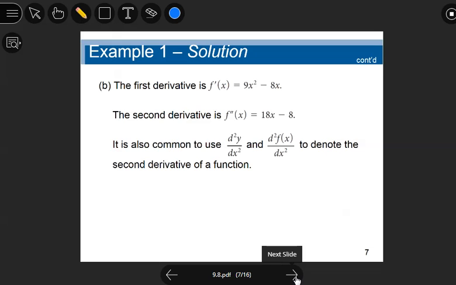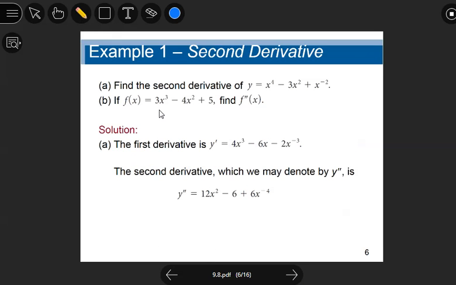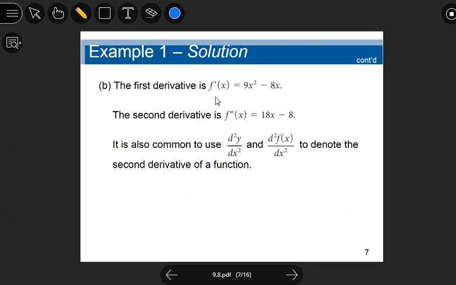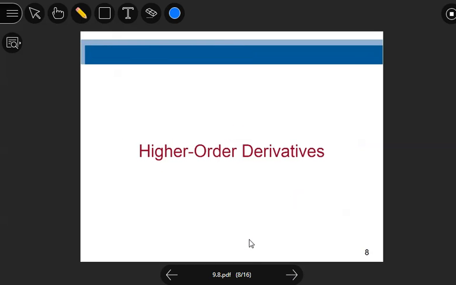This is for the next problem. Our next problem is this one, find the second derivative of this one. This is the original given function. As I told you before, try to do this one. Find the first derivative and then find the second derivative. Especially when you are writing to denote the second derivative, we use this notation. Sometimes we use y double prime, and this is another notation. So these notations are also important.